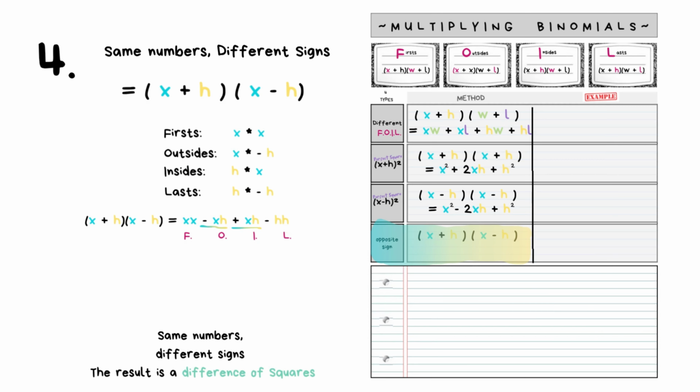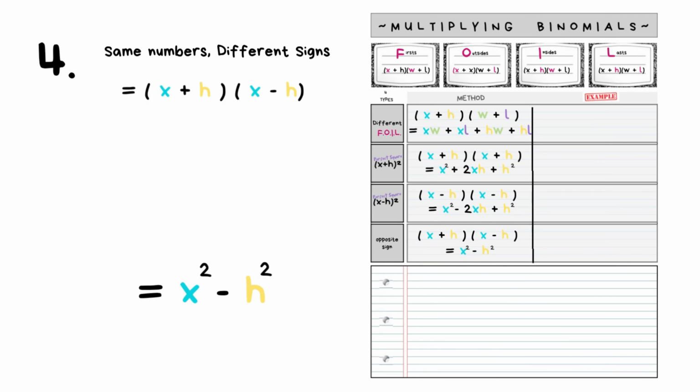Notice we have negative xh and positive xh. The reason binomials with the same numbers but opposite signs are so special is that the insides and outsides are opposites that cancel each other out. That takes us down to only two terms, x squared minus h squared. When multiplying binomials with the same numbers but opposite signs, the pattern is always x squared minus h squared.